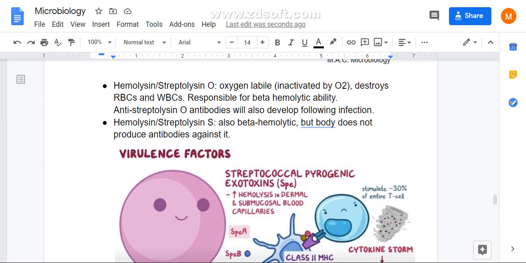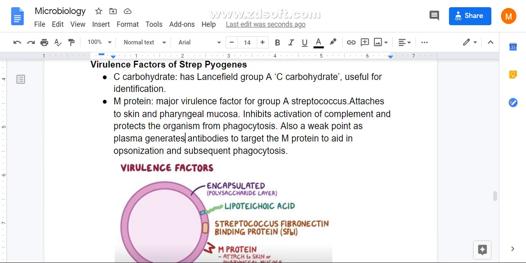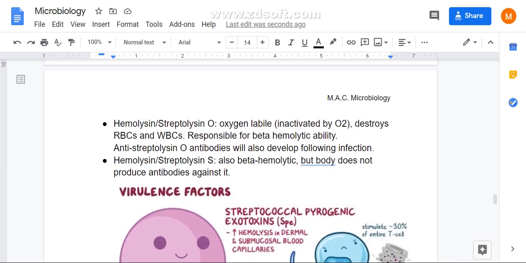Okay, so these are the more tame virulence factors. These are the more violent virulence factors. So we have what's called hemolysin, also known as streptolysin, and you have two types, O and S. O is oxygen labile, which means it's inactivated by oxygen, and hemolysin lives up to its name. It destroys red blood cells. It also destroys white blood cells, and it gives strep pyogenes the beta hemolytic ability to completely lyse red blood cells.